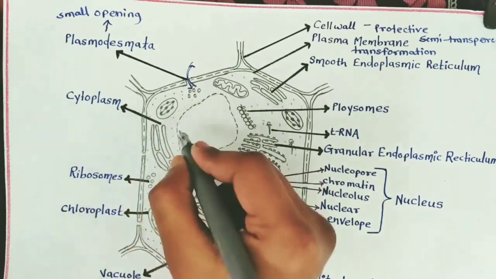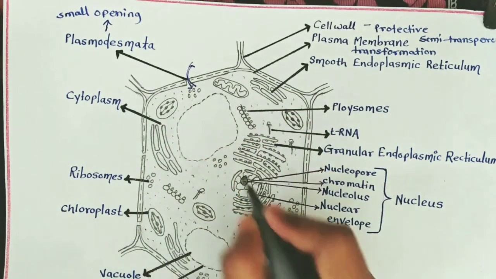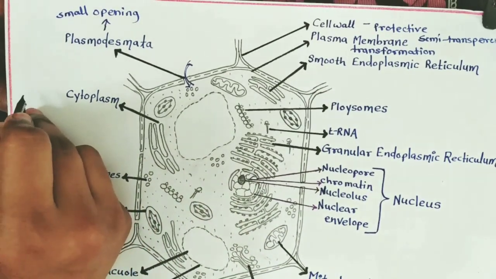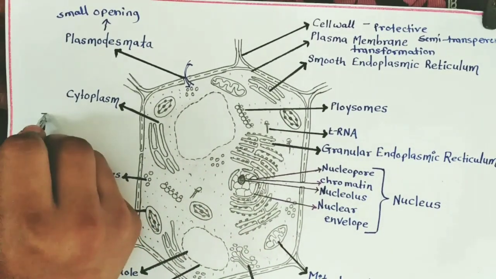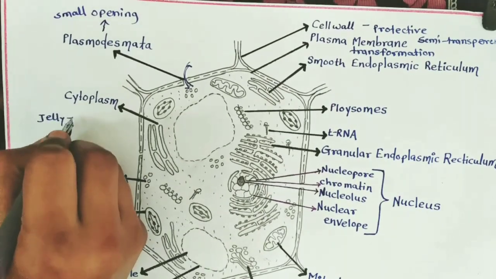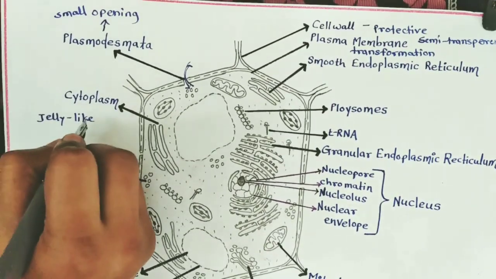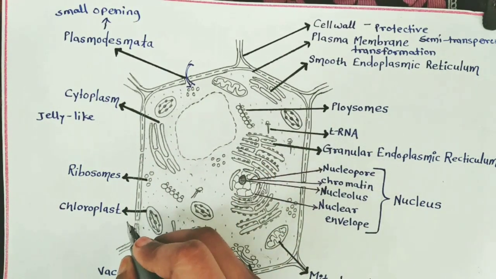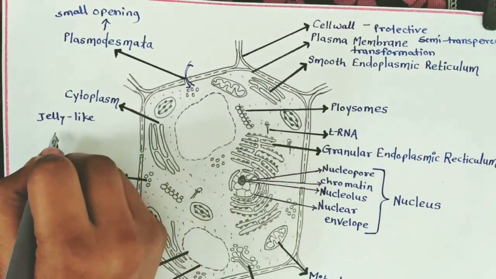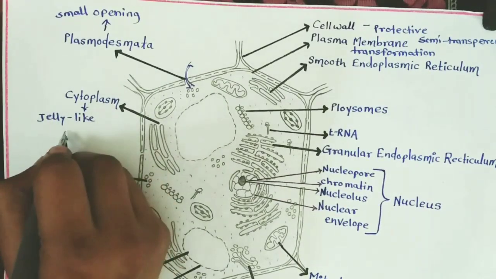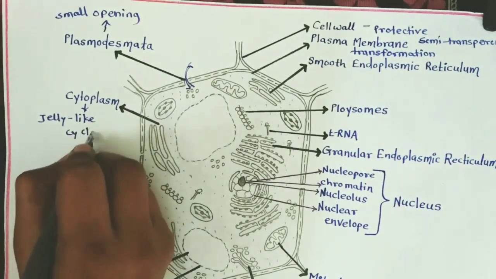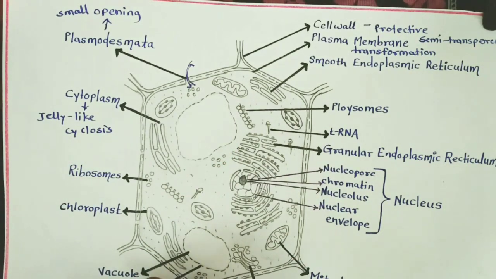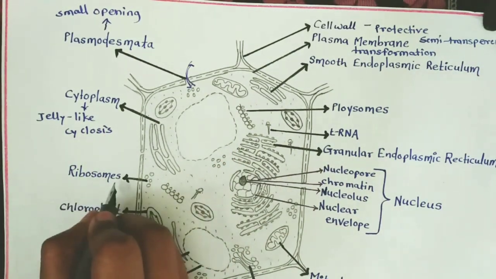So the next point is the cytoplasm. It consists of jelly-like colloidal ground substance called the cytoplasmic matrix. The matrix shows a streaming movement called cyclosis. The cytoplasmic matrix is composed of materials such as sugars and amino acids.